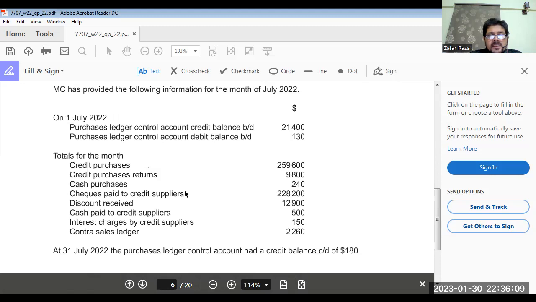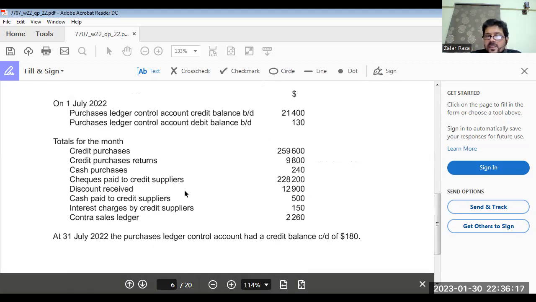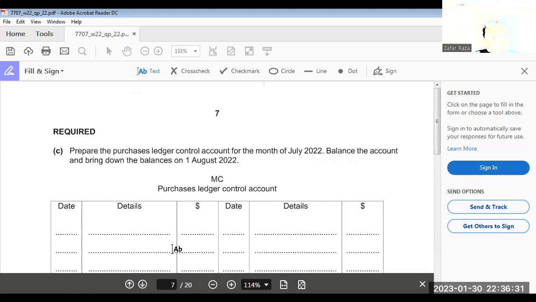Now we have to make purchase ledger control account. Now we have two balances: one 21,400 which we have to pay, and one debit balance 130, which means we have to receive 130 from a supplier. Might be because of some return, or some overbilling or discount or whatever. So what we do?